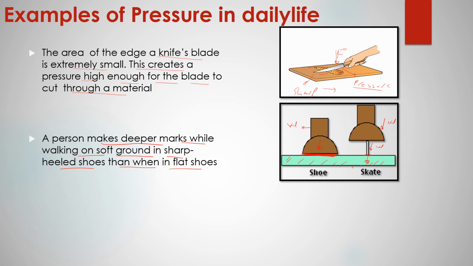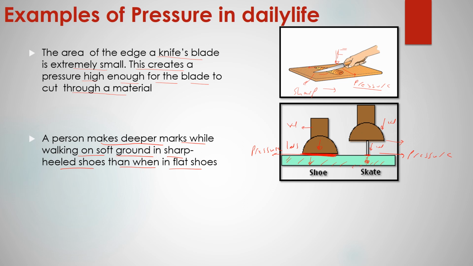Here a lot of pressure is produced. That's why this kind of shoe covers distance in the ground. But here it remains on the surface of the ground. It doesn't go into the ground. Why? Because very little pressure is produced. So here pressure is less and here pressure is high.